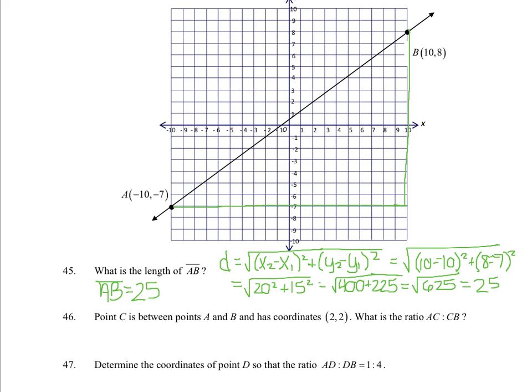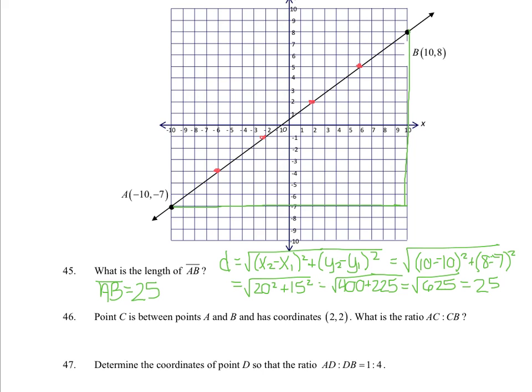It is Pythagorean's theorem. For 46, point C is between points A and B and has coordinates 2, 2. What is the ratio A to C to B? Well, we can see 2, 2 is right here. And if we want to do this graphically, I'm going to look at where all of my points cross at integer coordinates. So I can see right there at 2, 2, and right here.